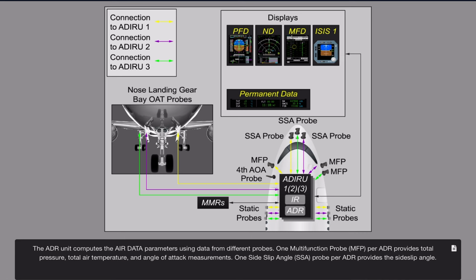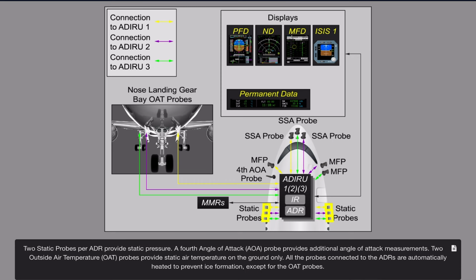The Air Data Reference Unit computes the air data parameters using data from different probes. One multifunction probe, MFP, per air data reference provides total pressure, total air temperature, and angle of attack measurements. One side slip angle, SSA probe, per air data reference provides the side slip angle.